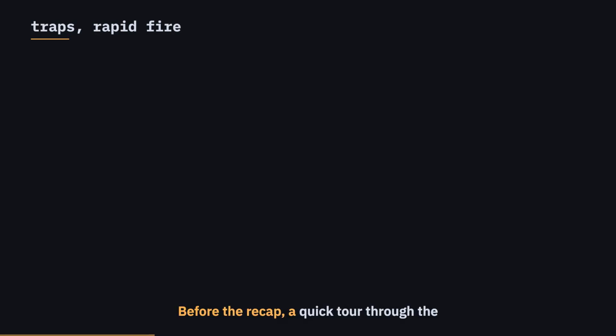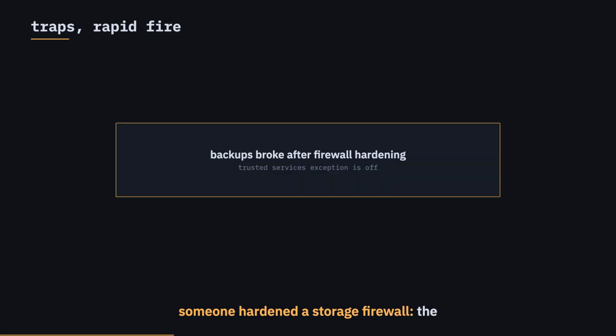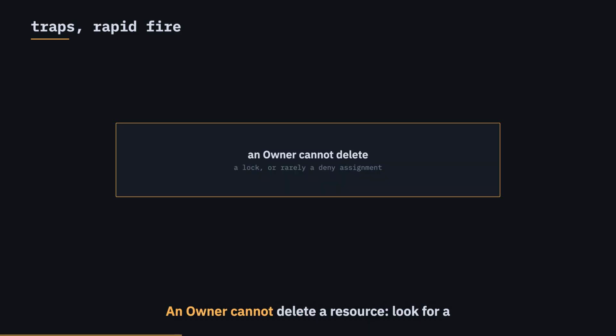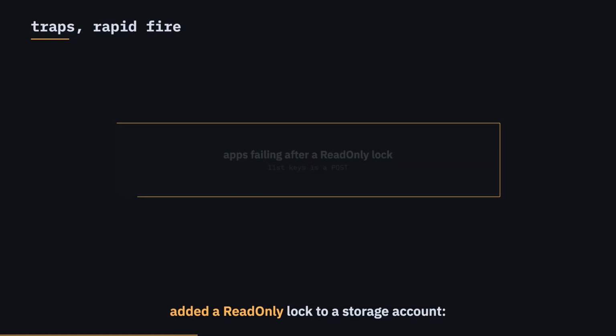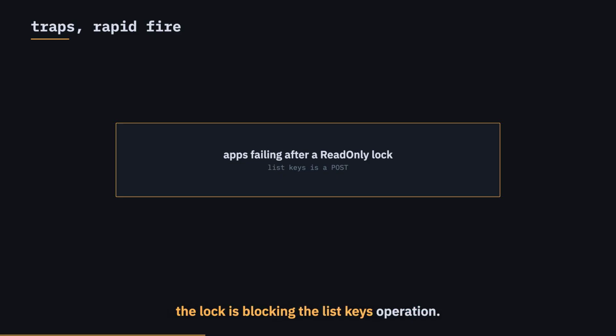Before the recap, a quick tour through the traps this domain sets, each one a scenario you will recognize on the day. Backups or monitoring broke right after someone hardened a storage firewall. The trusted Microsoft services exception is off. An owner cannot delete a resource. Look for a lock, or more rarely, a deny assignment. Applications started failing after someone added a read-only lock to a storage account. The lock is blocking the list keys operation.